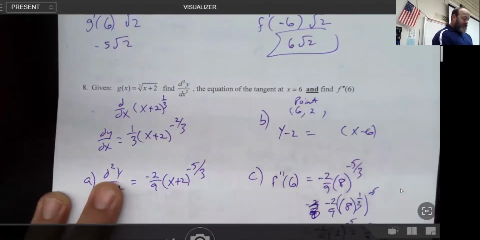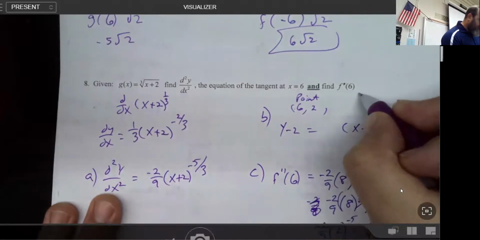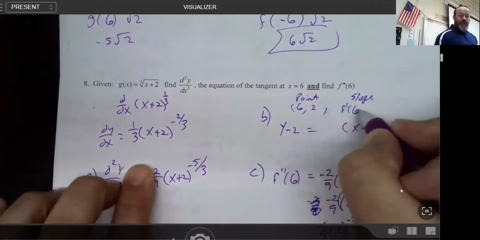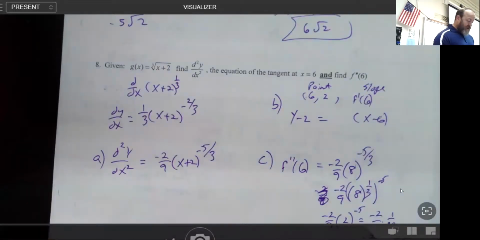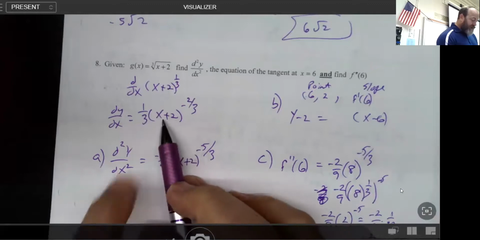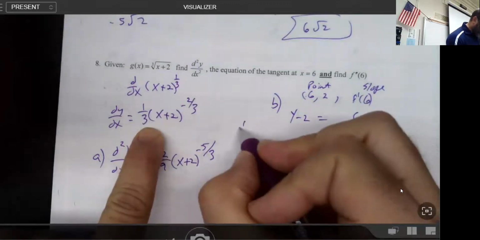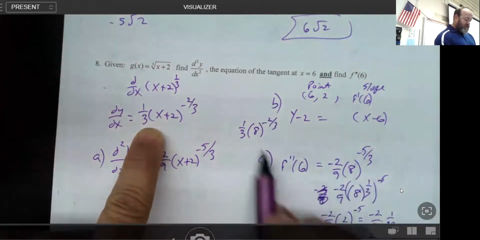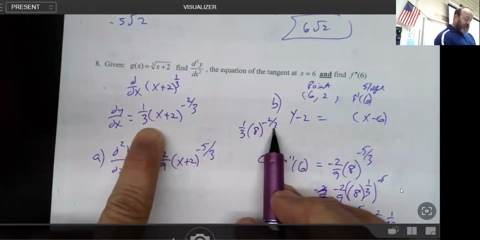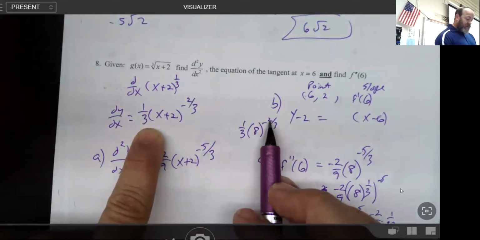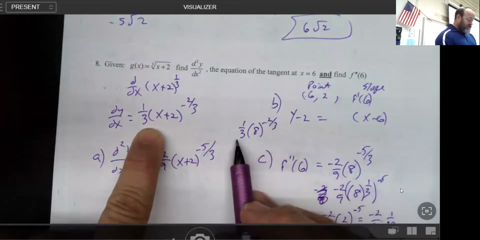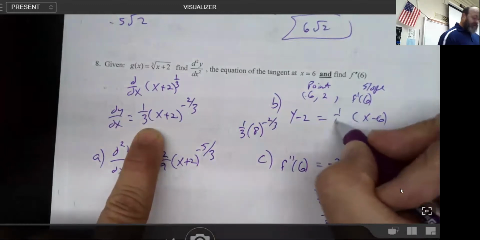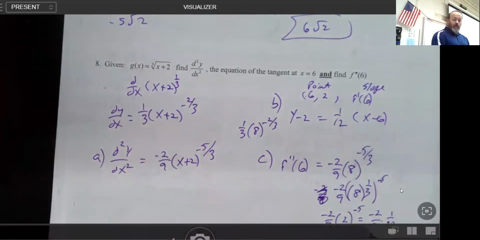Now I need to find the slope of the tangent. So our slope is going to be f prime of 6, not f double prime, but just f prime of 6. If I were plugging 6 in right here, that would be 1/3 of 8 to the -2/3 power. Of course, just like we saw down here, the cube root of 8 would be 2. 2 to the 2nd power is 4. So this is 1/4 times 1/3 is 1/12. So it looks to me like we have a slope of that tangent line being 1/12.